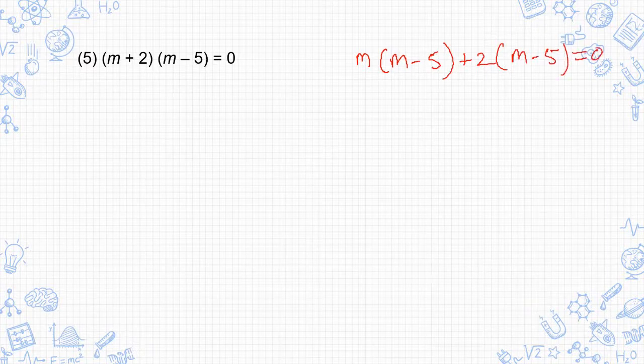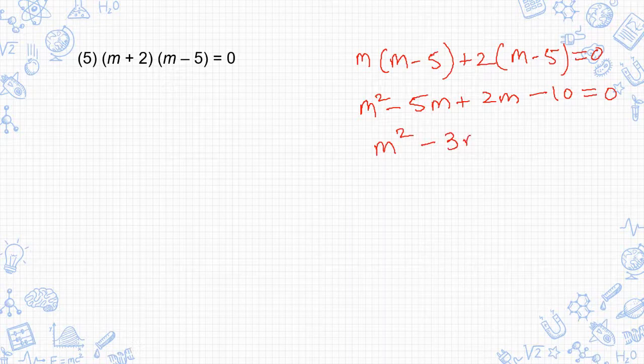In this case, multiply m inside, so m into m will give you m square minus 5m plus 2m minus 10 equal to 0. So just try to rearrange this, simplify it. So we have m square minus 5m plus 2m will give you minus 3m minus 10 equal to 0.